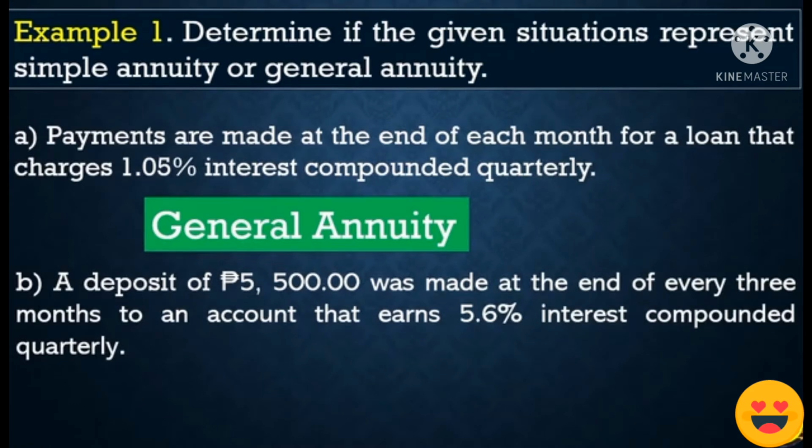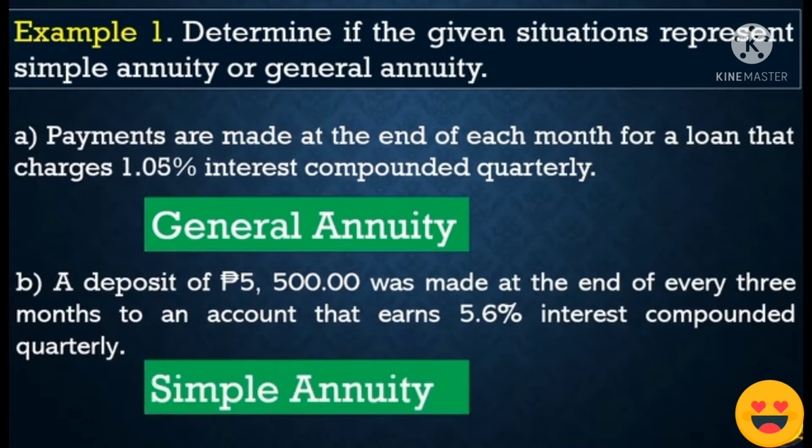Pero sa letter B, ano yung payment interval natin? So sa letter B, every 3 months. So ibig sabihin that is quarterly. And then the interest period is compounded quarterly. So equal sila. Equal yung payment interval sa interest period natin. So therefore, this situation is an example of simple annuity. Okay? Tandaan natin, pag sinabing simple annuity, equal yung payment interval and the interest period.